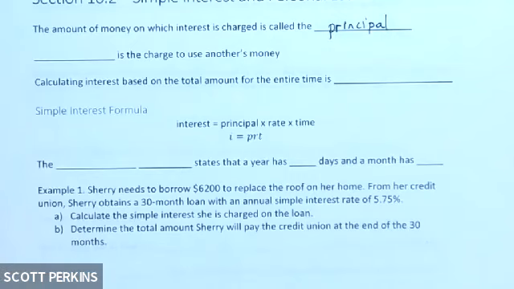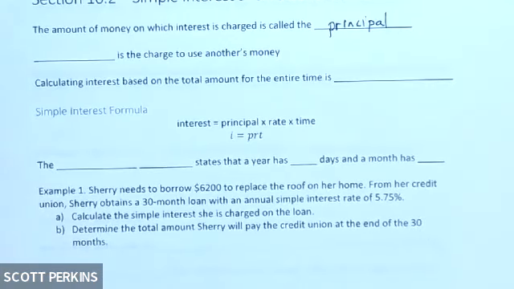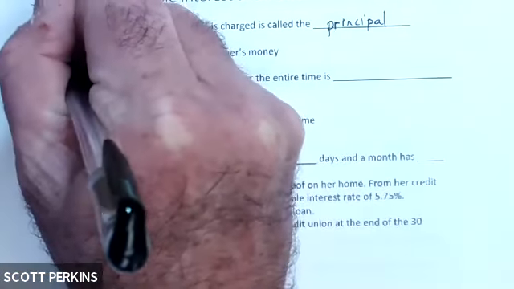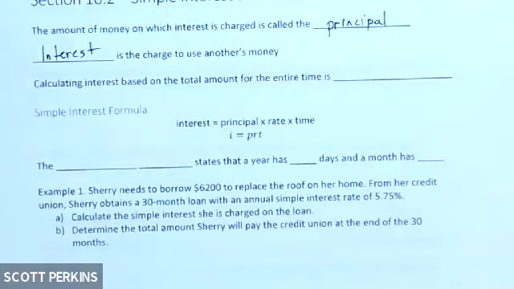Principal in this situation is spelled with P-A-L. Okay, I believe. I'm 92% sure. So the amount of money that you either borrow or put in the bank, that's called the principal. And the interest is the charge to use somebody else's money.